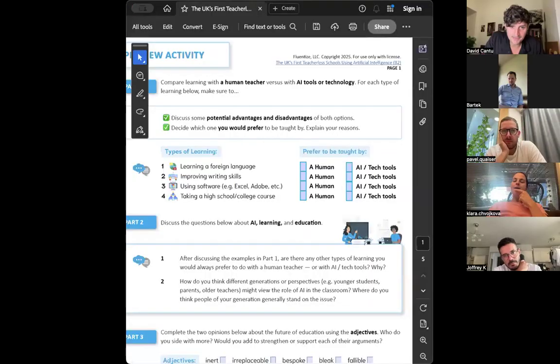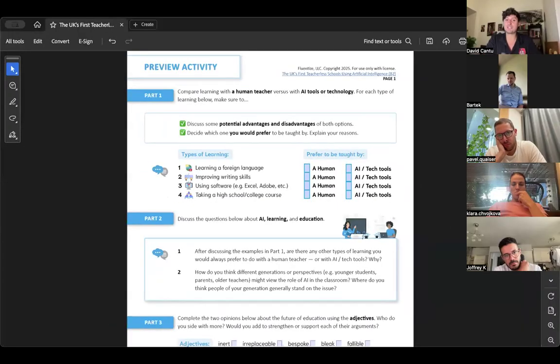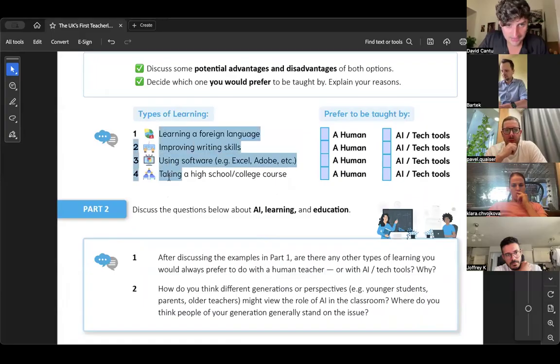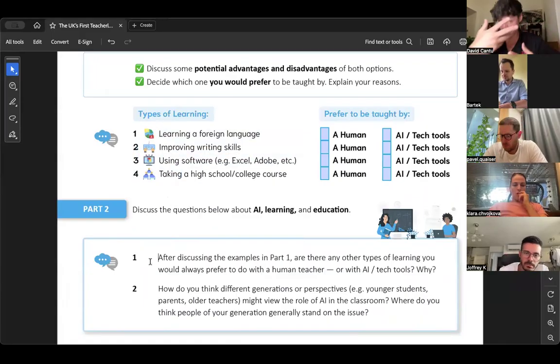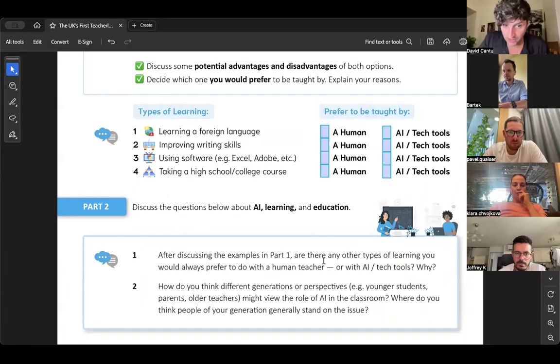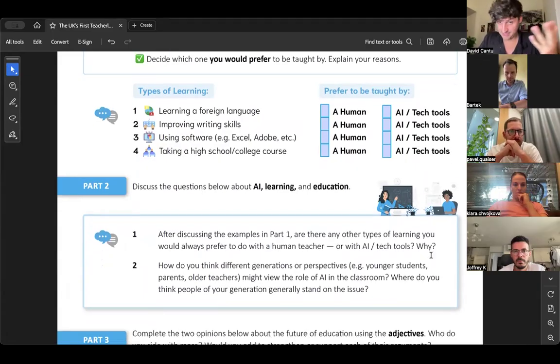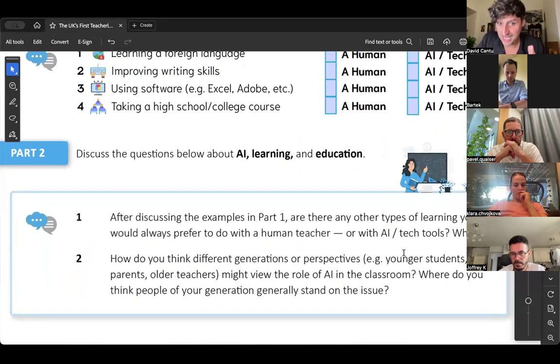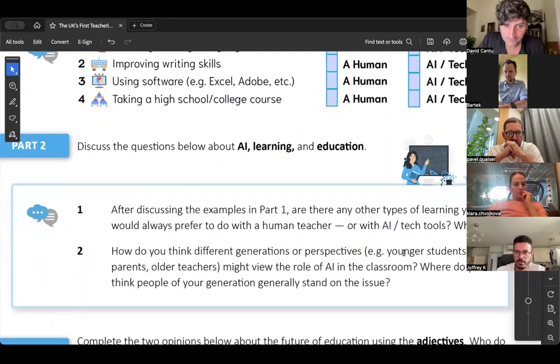Right now, we are going to do the second activity, which is another conversation. You take what you talked about here and recycle it. Think of other types of learning you would prefer to do with a human teacher, with AI or tech tools. You can also talk about what I said: the voice, the nuance, the creativity, the emotional aspect.